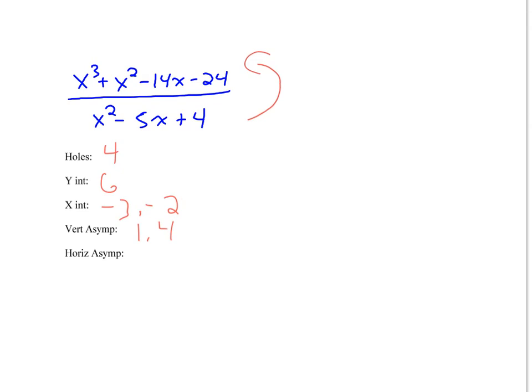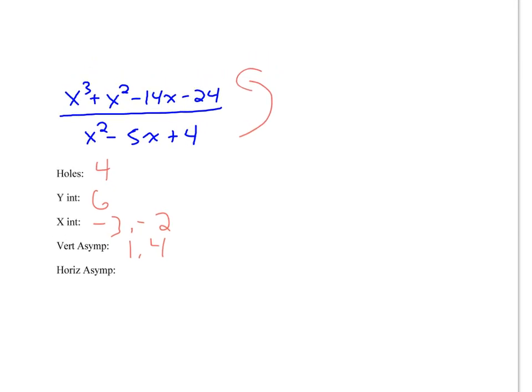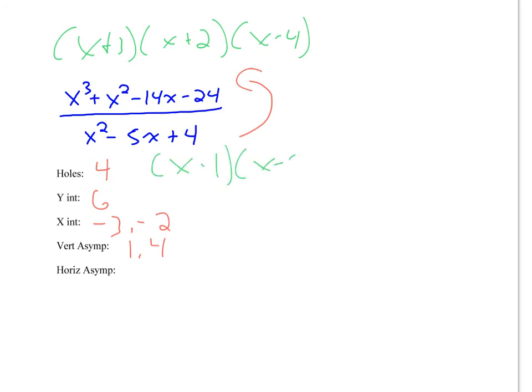Remember, this was up top: I had x plus 3 times x plus 2 and x minus 4. On the bottom, I had x minus 1, x minus 4. Remember, our x minus 4 is canceled. Okay, so I can just divide the bottom into the top like this. So I have x minus 1 into, if I FOIL out x plus 3 and x plus 2, I get x squared plus 5x plus 6.